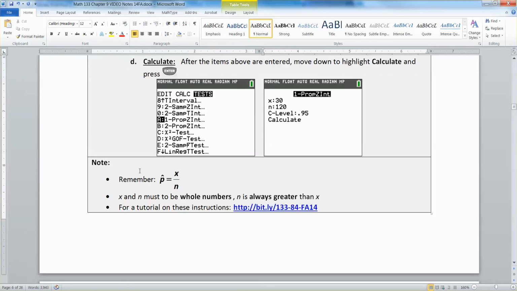That's all the instructions we saw, but remember a couple things. P hat is x over n. That's where the x and the n come from. And x and n must be whole numbers. They must be. So that means if they weren't whole numbers, you would round them and make them whole numbers. And n is always the bigger of the two. n is your sample size total. x is just the people or the pieces of the sample that had the characteristic you were looking for.